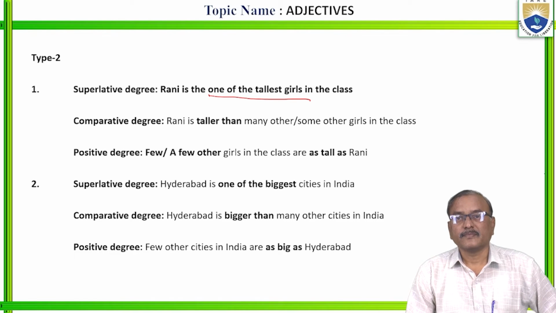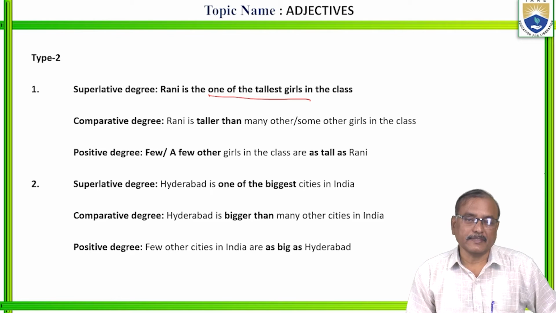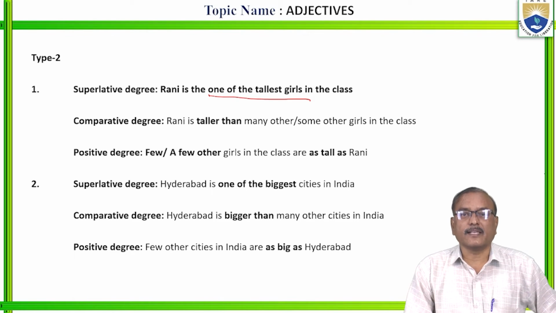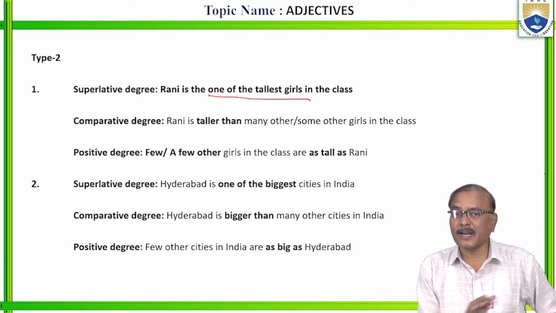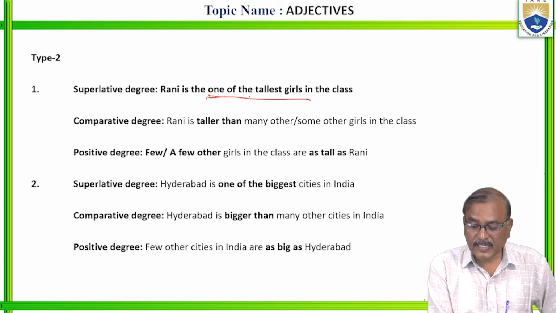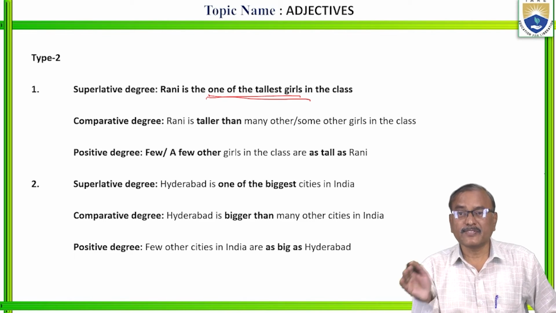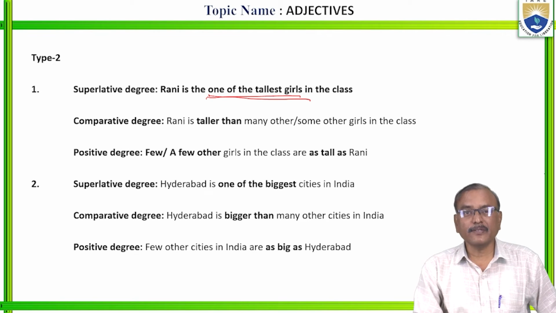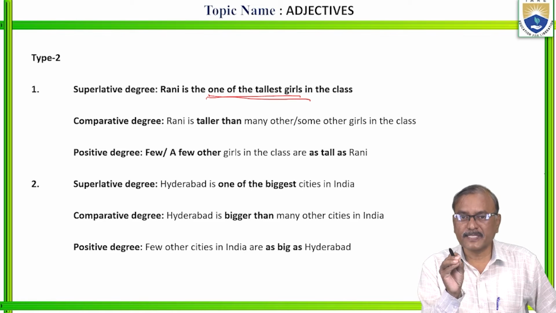Okay? Now you see here. Is Rani the tallest of all girls? You have to think of the meaning. Rani is one of the tallest girls in the class, which means few other girls are equal to Rani. She is not the tallest of all. She is one of the tallest. You have to remember this one only. When she is one of the tallest, few others are equal to Rani. Is it clear?